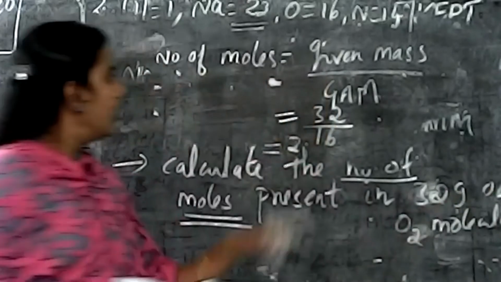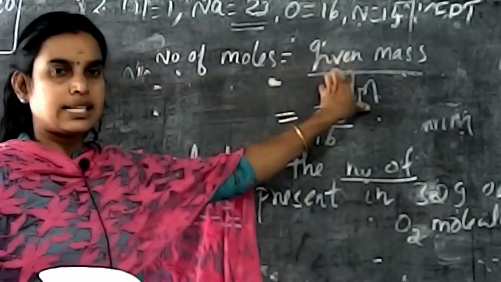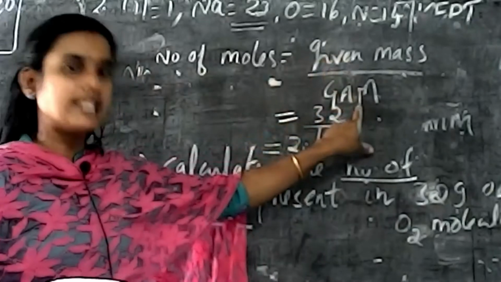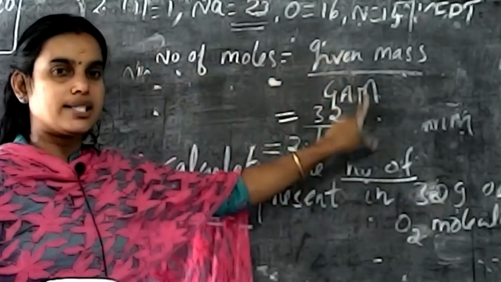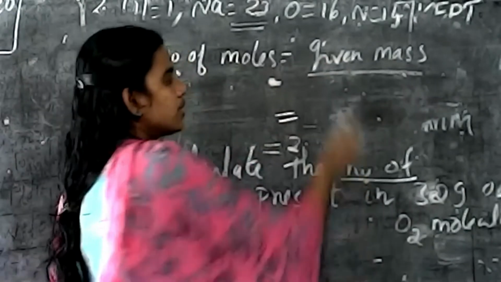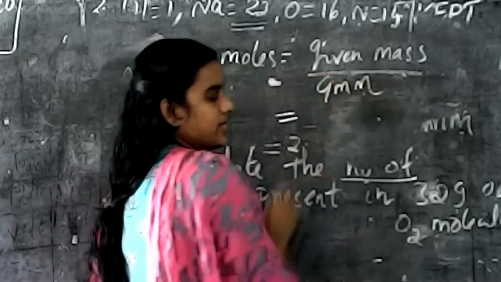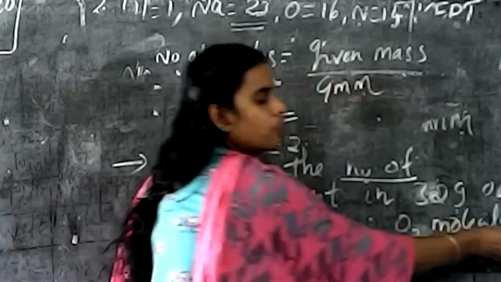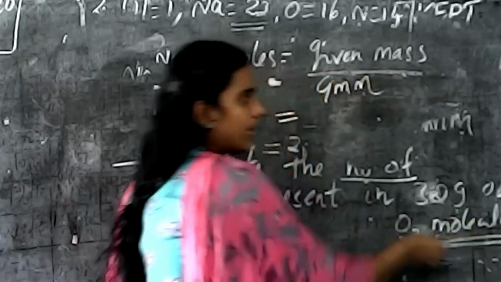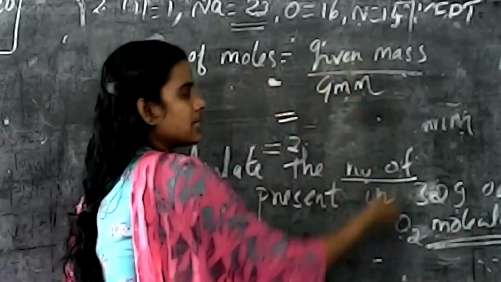Here, which item do we have to change? The given mass is the same, but we have to use GMM instead of GAM. Here we are using GMM because this question contains oxygen molecules. So for molecules, we have to use GMM. What is the given mass here?